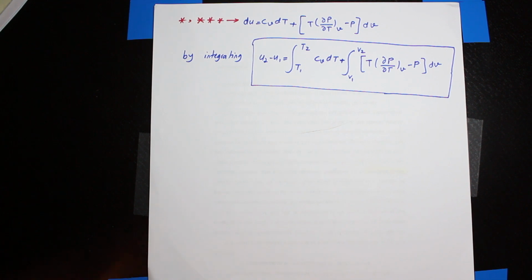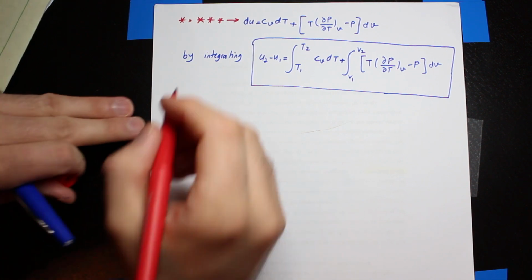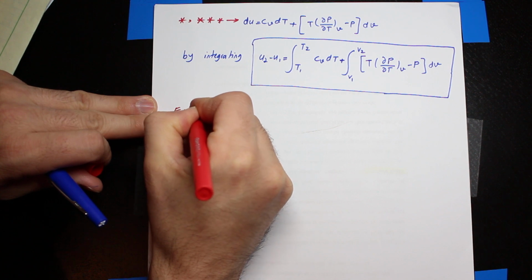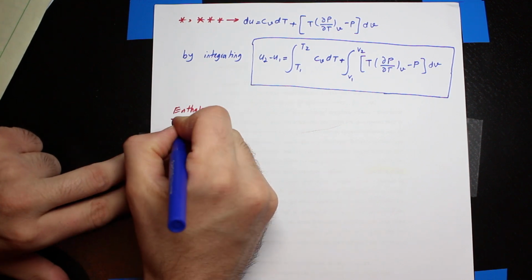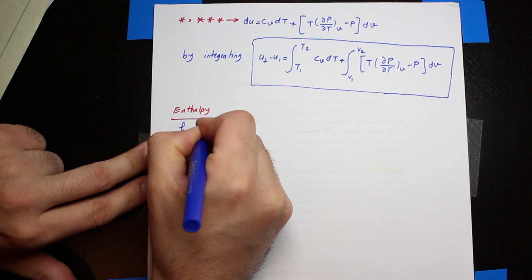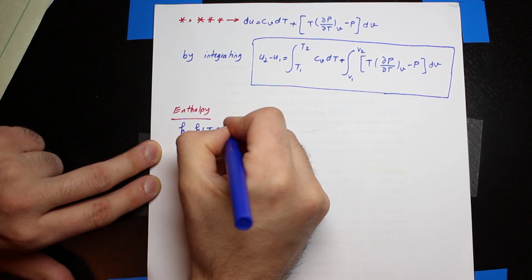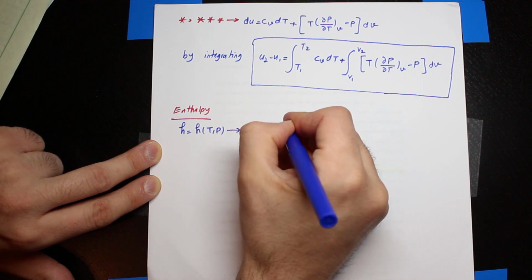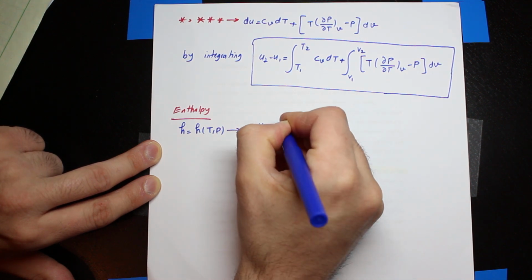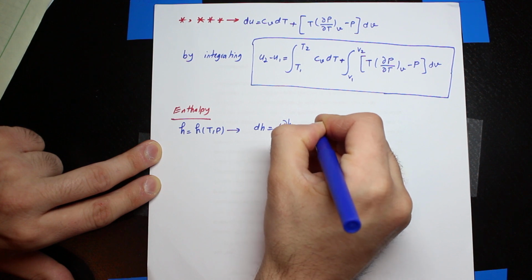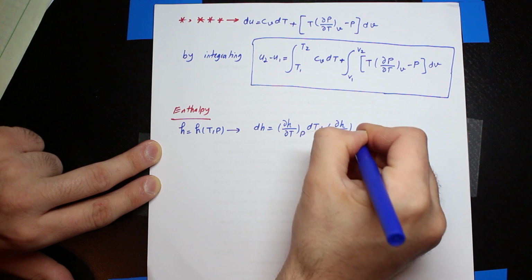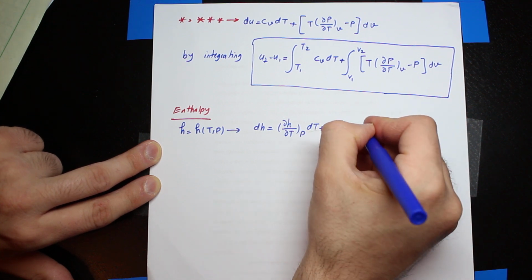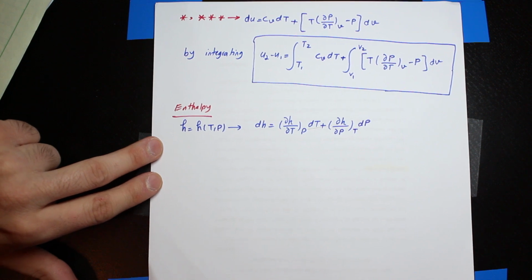For the next step, we are doing the same concept, but this time for enthalpy. Initially I did it for internal energy; now let's do pretty much the same thing for enthalpy. I'm going to choose H to be a function of temperature and pressure. Based on that, dH is partial H partial T when the pressure is constant multiplied by dT, plus partial H partial P when the temperature is constant multiplied by dP. Okay?